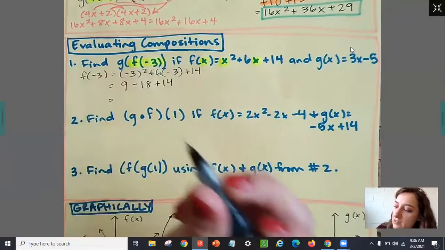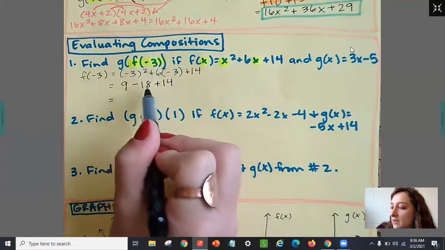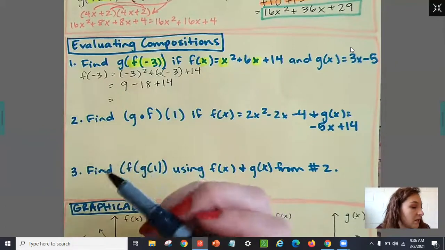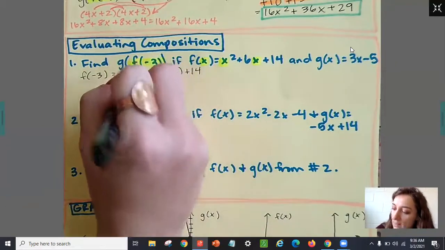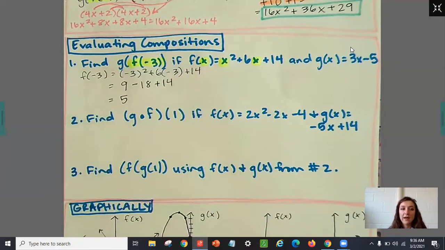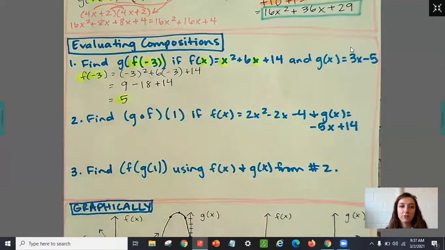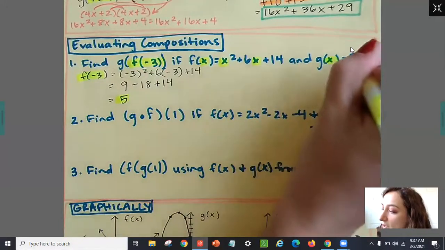So now we're just going to add all these things together. 9 minus 18 is going to be -9, and then plus 14, that's going to give us positive 5. So now we know that f of -3 equals 5. So what we can do is plug 5 in for g of x. So I'm going to take 5 and I'm going to plug it in right here.